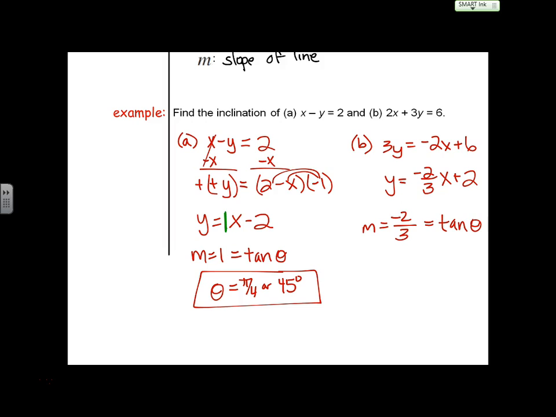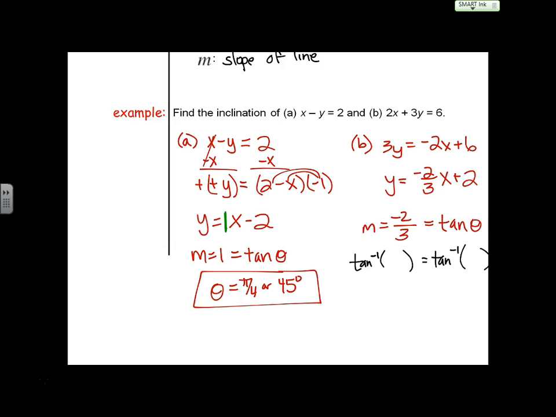Okay, it's not a square root of 3 over 3, 1, square root of 3, or 0 or undefined. But how do I solve it if it's not one of those special ones? Tangent inverse of both sides. So I throw in tangent inverse of, and I throw in tangent inverse of.